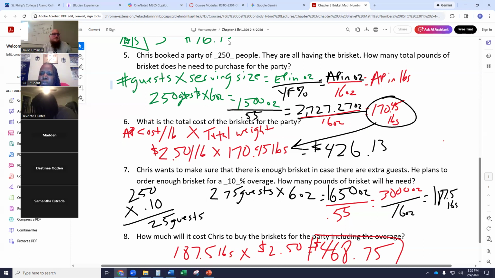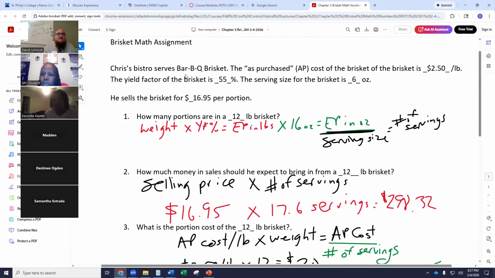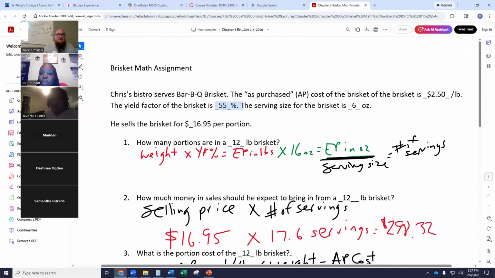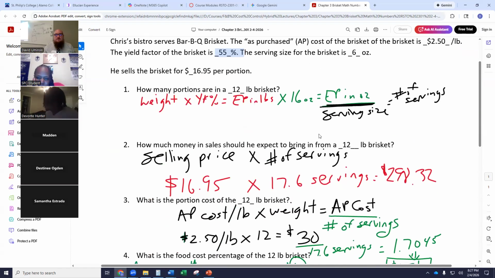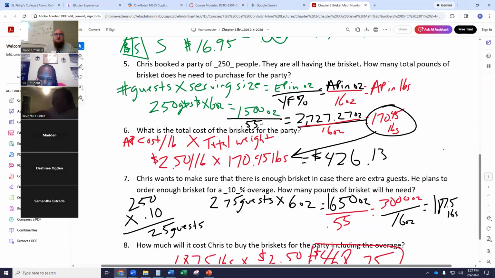The 0.55, where did we get that? That is our yield factor right here. Oh, from up there. Okay, got it. That's our yield factor. Good question. And so that's why we divide by 16 ounces to get 170.45 pounds. Okay, so that's how much I need to purchase in order to make enough brisket for 250 people, taking into consideration my yield factor.